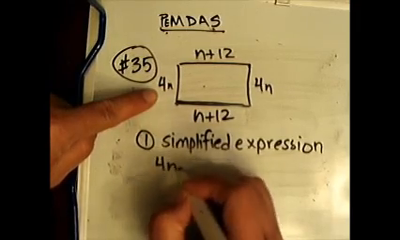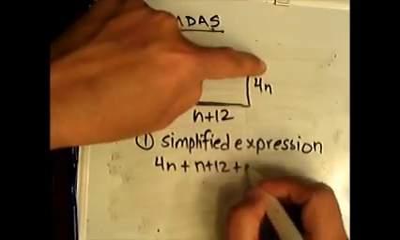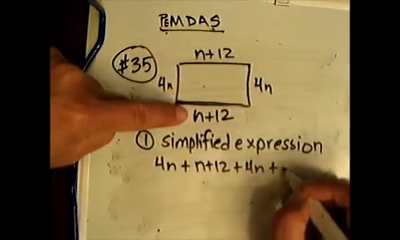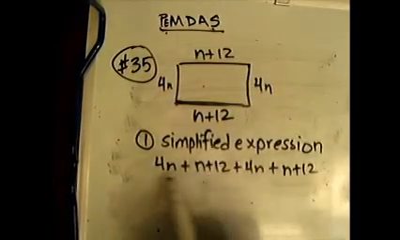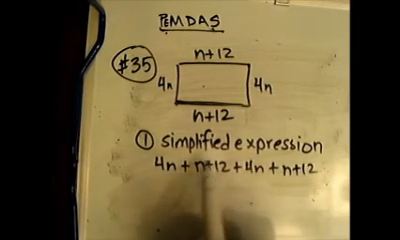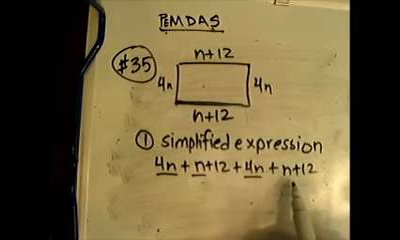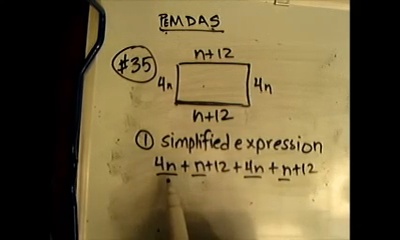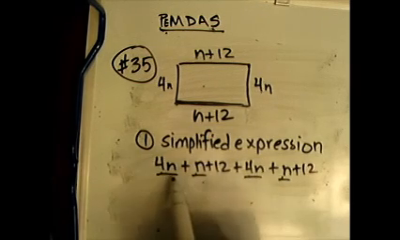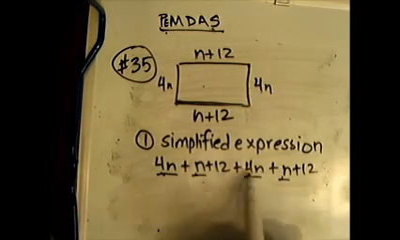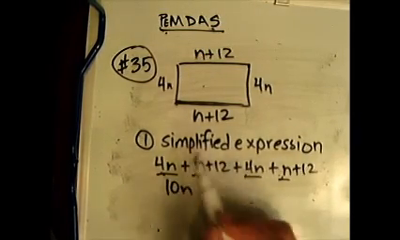You have 4n plus n plus 12 plus 4n plus the last side here, n plus 12. Now you go ahead and add up all the sides. This is not simplified, because simplified means you need to add all your like terms. So let's add up everything that has an n. How many n's do we have here? There's 4 here, 1 here, 4 here, 1 here. So 4 plus 1 is 5, plus 4 is 9, plus 1 is 10. So we have 10 n's.